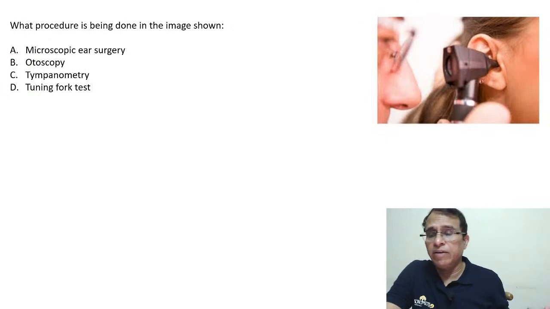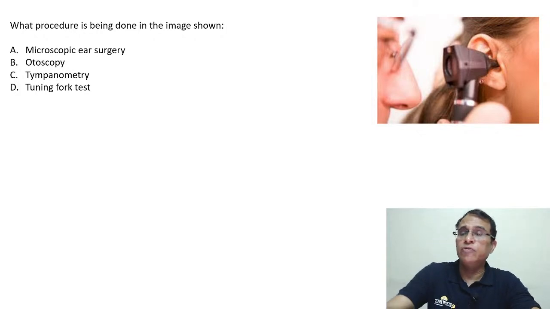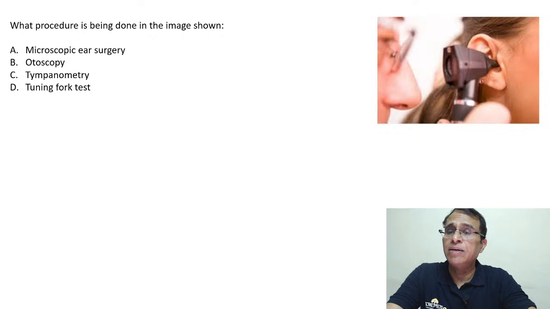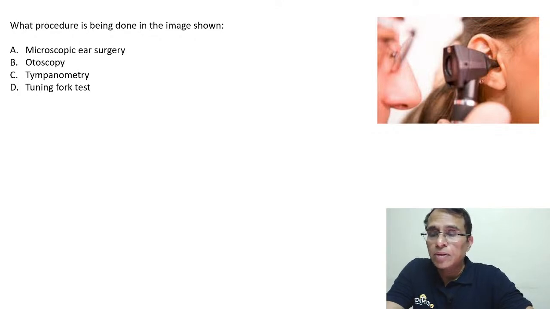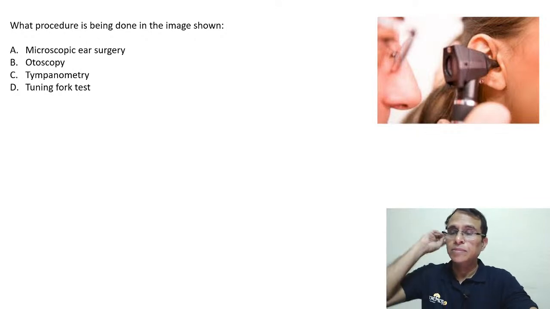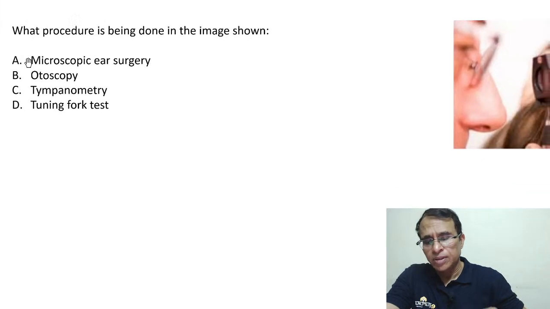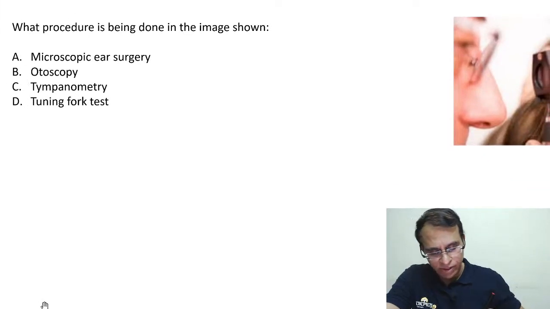This one is simple, very straightforward. What procedure is being done in the image shown? Is it microscopic ear surgery, otoscopy, tympanometry or tuning fork test? This one should be simple, absolutely simple, like for kids. So what do you say? What is your answer? Yes, it has to be otoscopy. I don't doubt that anybody will get it wrong. Everybody will get this one right.